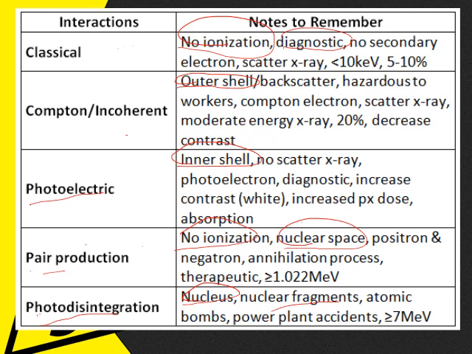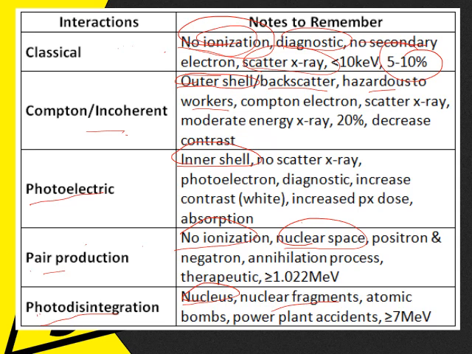So, the probability that it will occur is about 5 to 10%. Mababa lang yung chance na mangyayari ang classical scattering. Walang secondary electron kasi wala ngang ionization. There is scattered X-ray kasi lumabas yung ating incident photon at naging scattered X-ray. Sa Compton scattering, yung backscatter, yung hazardous sa radtech, sa radiation workers.